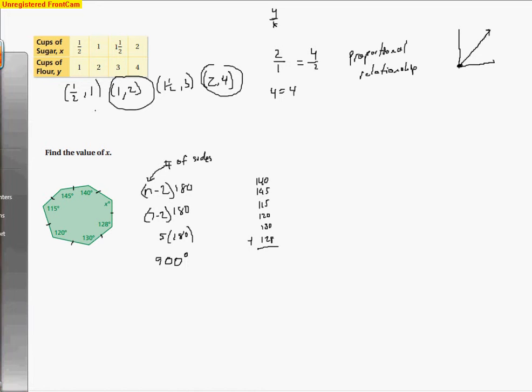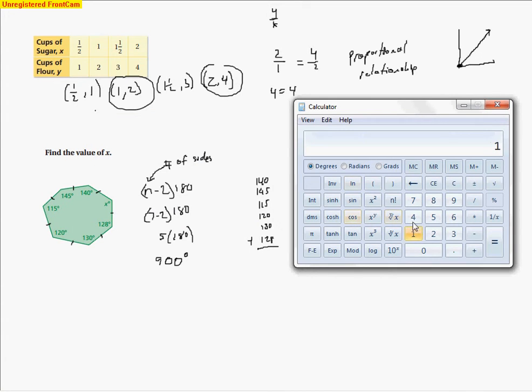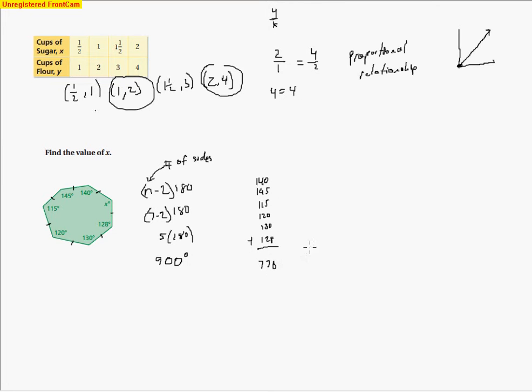Let's do that. And so when I pull up a little calculator, I've got 140 plus 145 plus 115 plus 120 plus 130 plus 128. So I add those all up and I get 778. And so what I'm going to do from there is, since the total is 900, I need to find that missing angle. So 778 plus x equals 900.